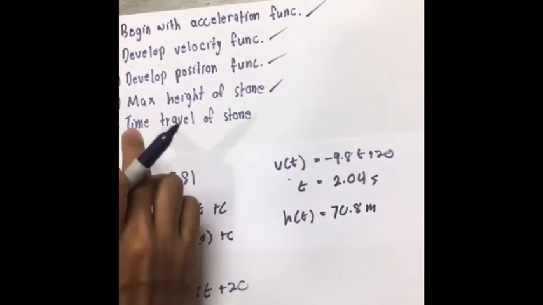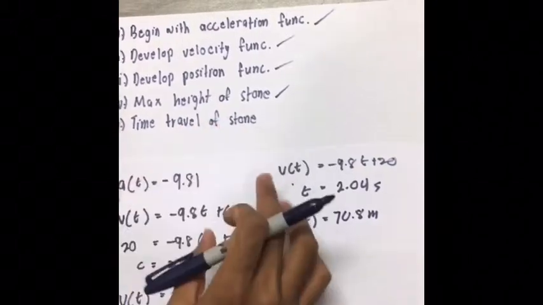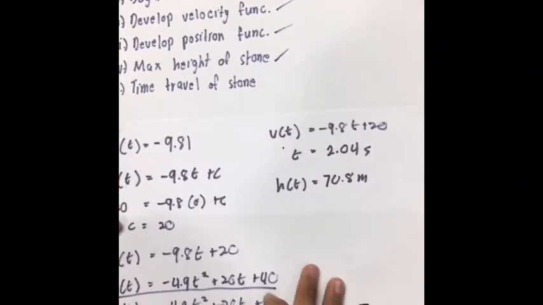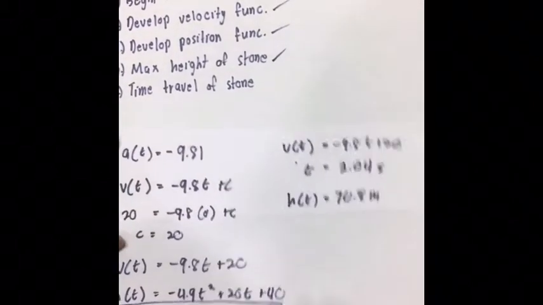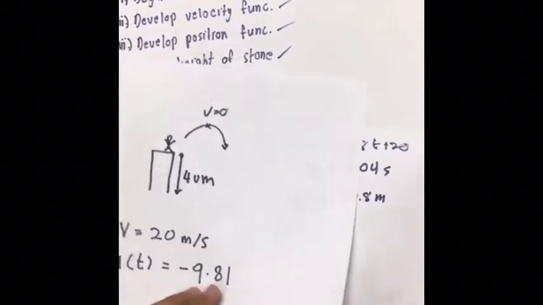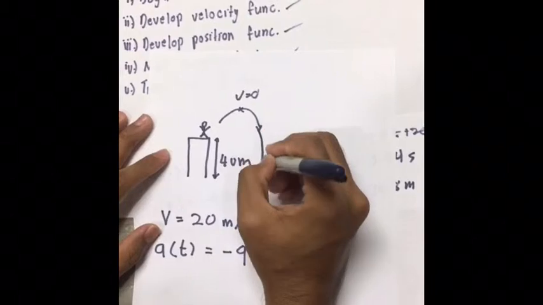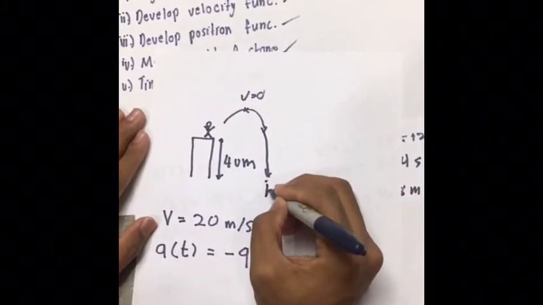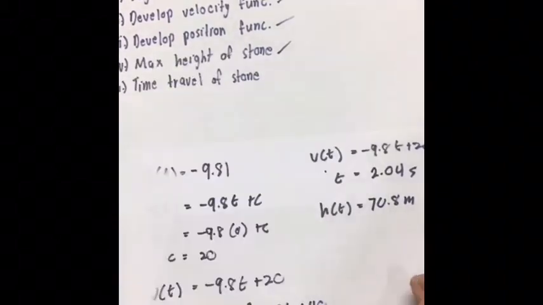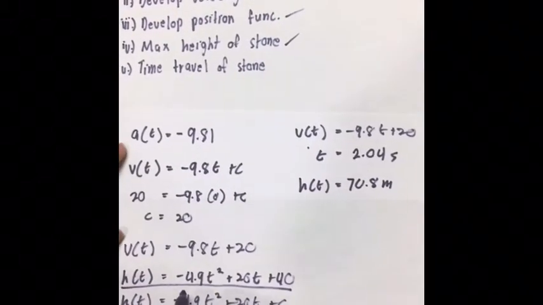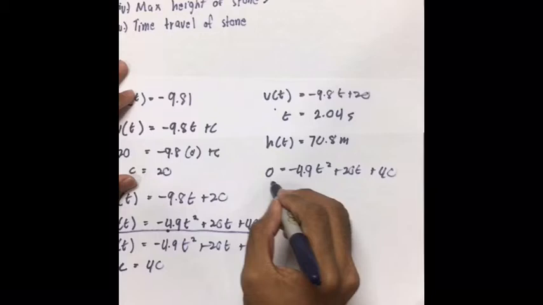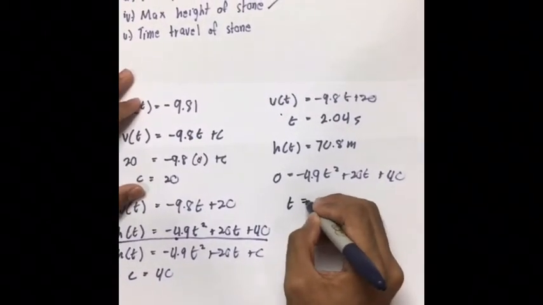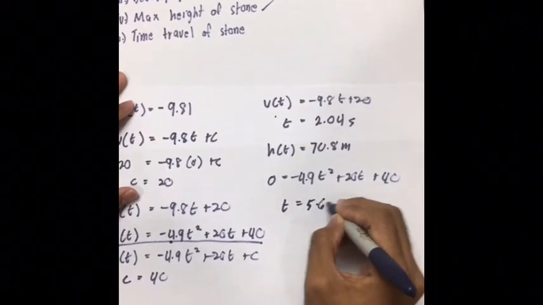So we go to the fifth question, time of travel of the stone. As we know, when the stone arrives at the ground, the height is 0. H equals 0. So we will use the height equation. After we get this, we solve the quadratic equation and we will get t equal to 5.6 seconds.